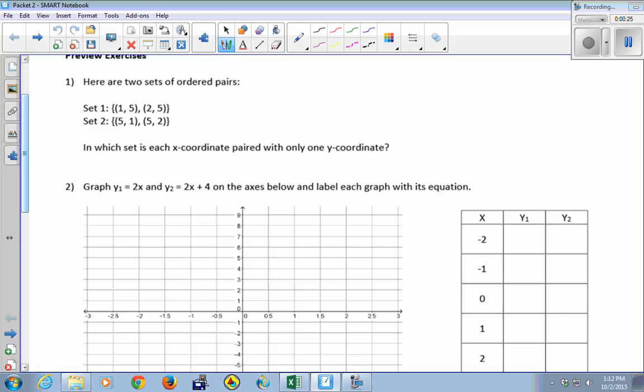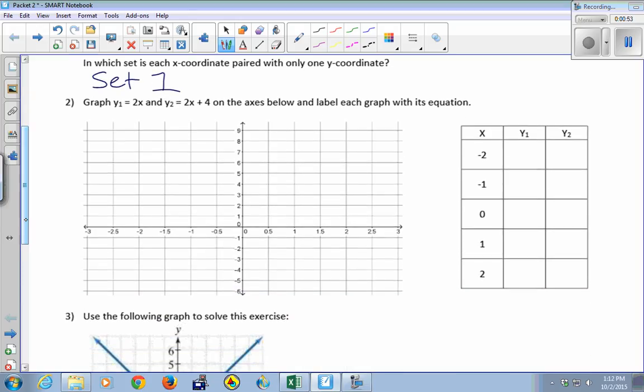Set 1, because in set 2, you have an x coordinate of 5 that's getting paired with two different y coordinates, right? You have 5 being paired with 1, and then 5 being paired with 2. So that's an x being paired to two different y's. So in set 1, each x coordinate is paired with one distinct y, exactly one y.